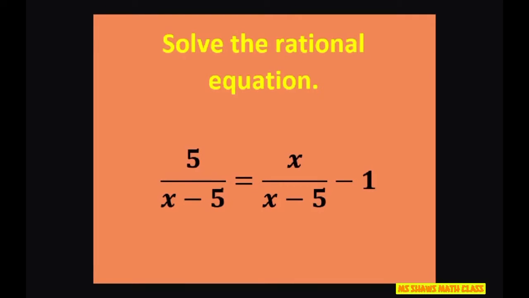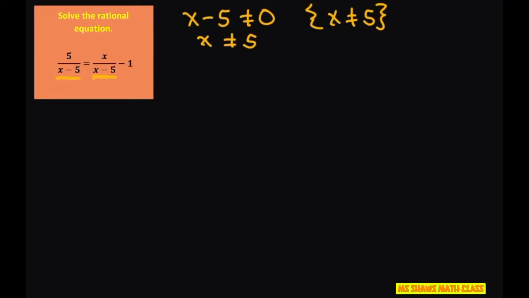Hi everyone, we're going to solve the given rational equation. The first thing we want to do is just look at the domain. We cannot divide by 0, so since we have this x minus 5, our denominator there cannot be 0, therefore x cannot be 5. You just want to write x cannot be 5, just in case we get that solution.